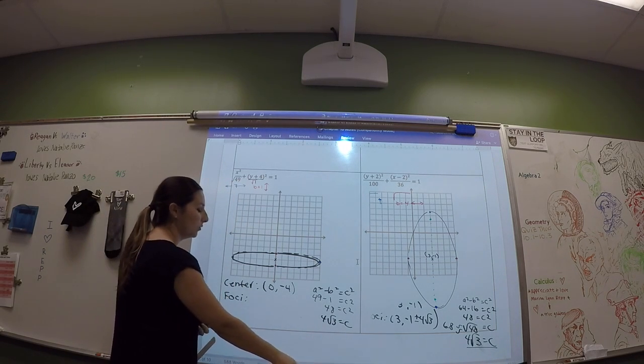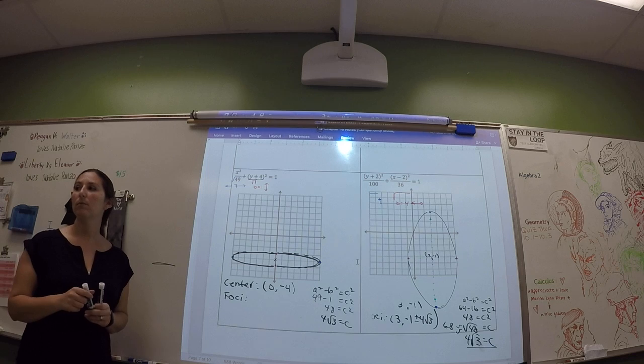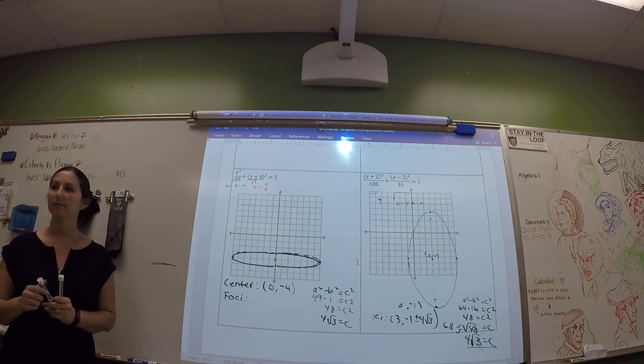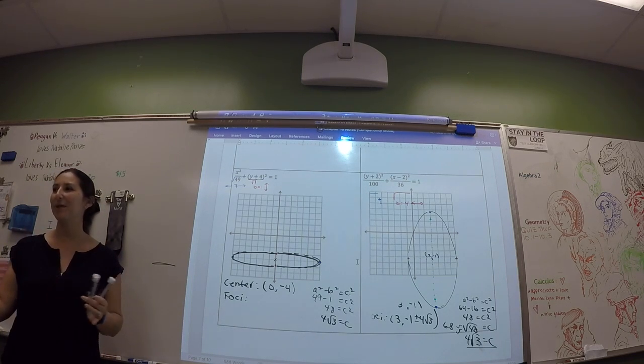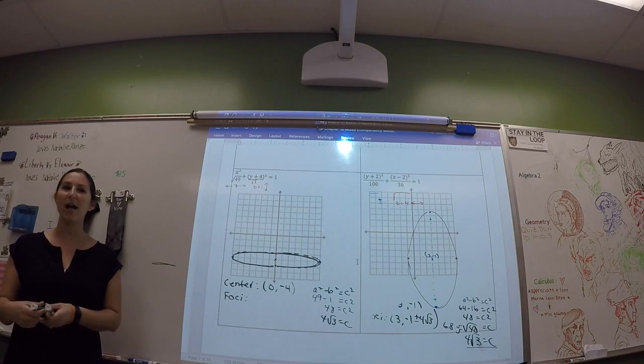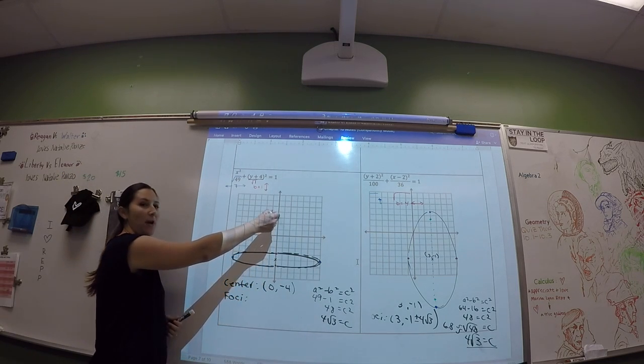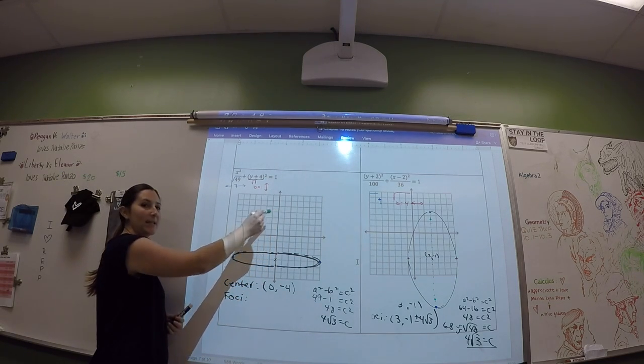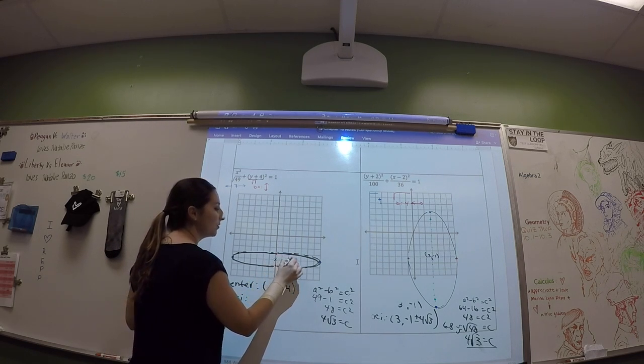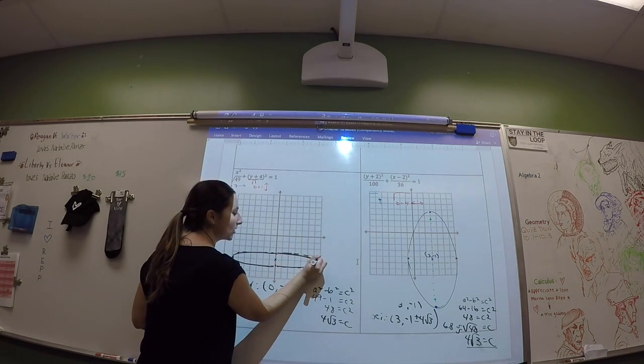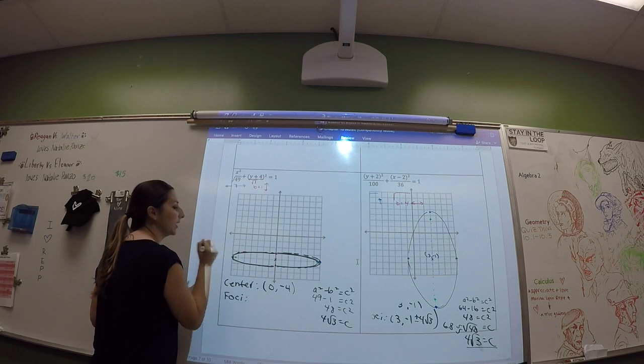So I'm going to go in which direction? Left and right. Why not up and down? Because up and down is tiny. It has to go along the major axis. If I went up 6, the foci would be outside the ellipse. That doesn't make sense. So 1, 2, 3, 4, 5, 6, and then a bunch. It's going to be like right here, and this one's going to be like right here.